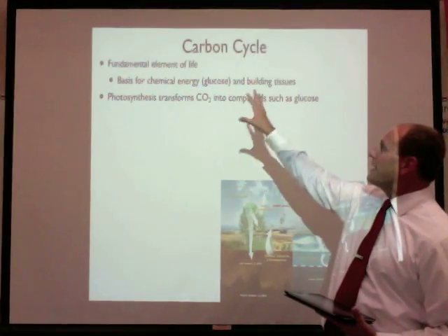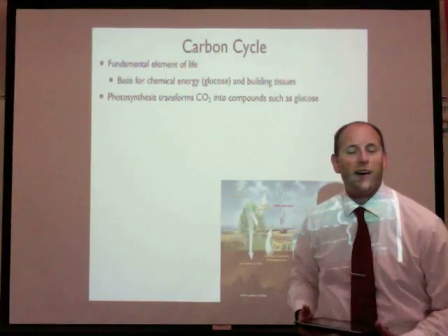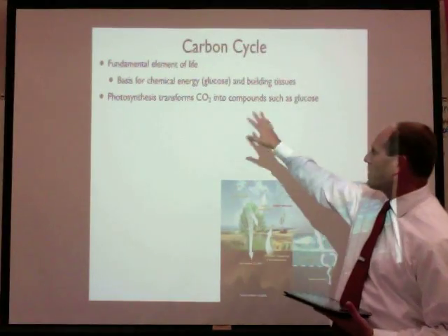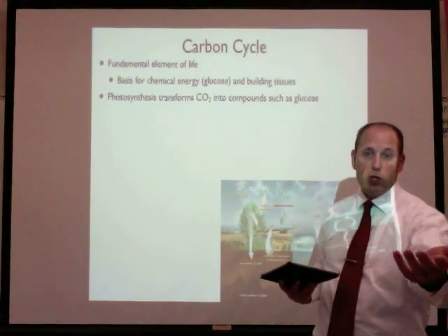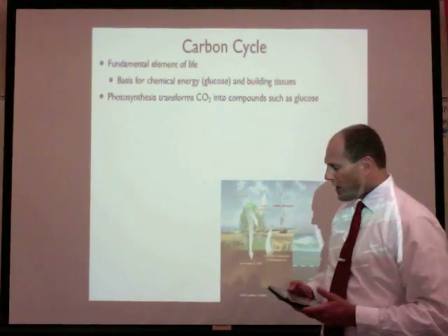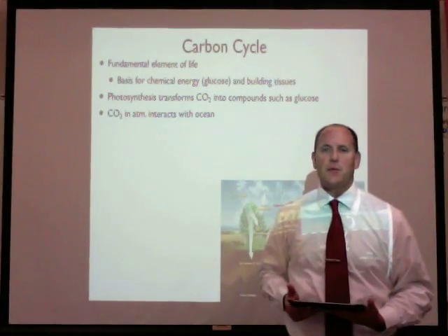Now, how do we get this carbon from the atmosphere into organisms? Through that process of photosynthesis, to transform that carbon dioxide into compounds such as glucose. And once we have it transformed into that glucose, organisms are going to be able to use it.